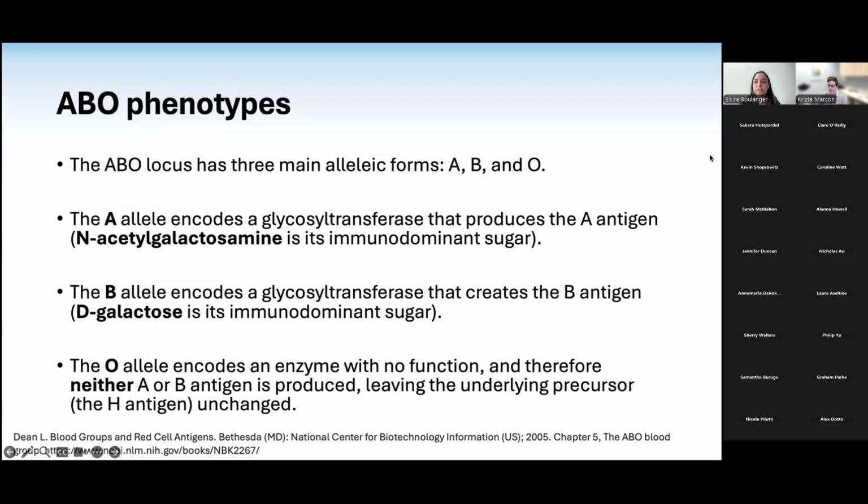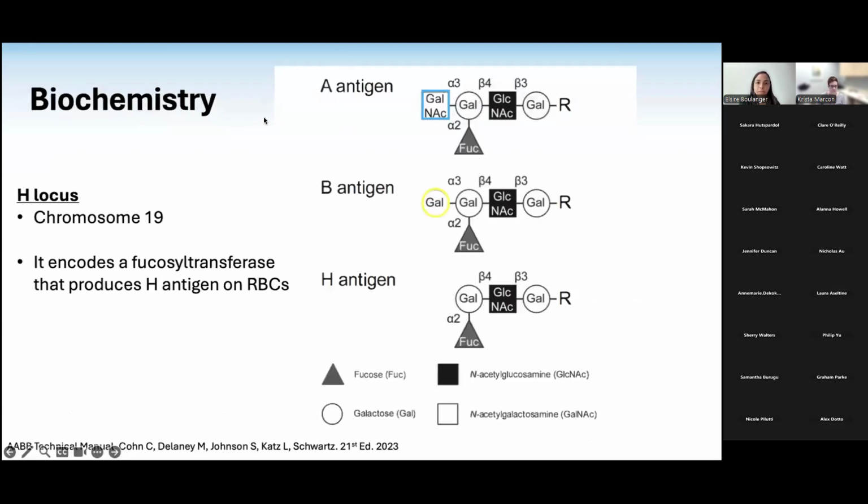So just to explain it better with a photo, we have here a schematic picture. For the H locus, which will be this one at the bottom, we have the H antigen that is located in chromosome 19, and it encodes a fucosyl transferase that produces the H antigen on the red blood cell. So what we have is the fucose, which is an alpha-1,2 fucose. This is just the H antigen unaltered that is present in the red blood cell.